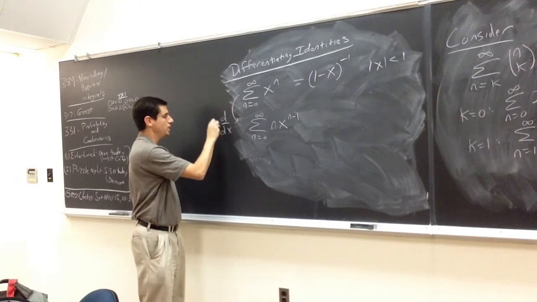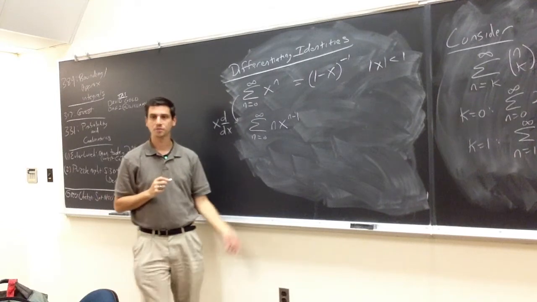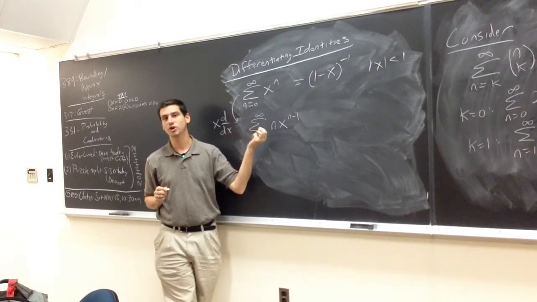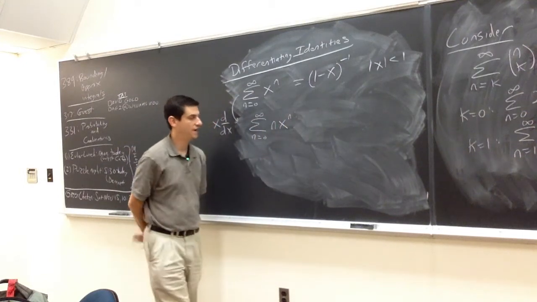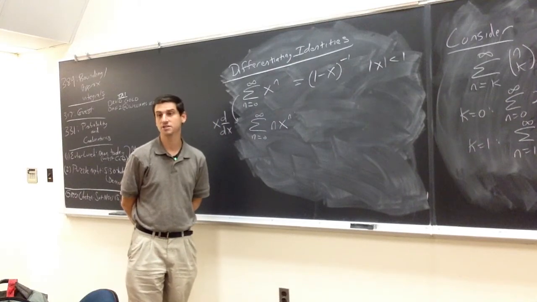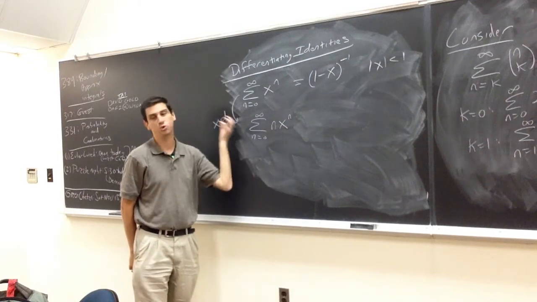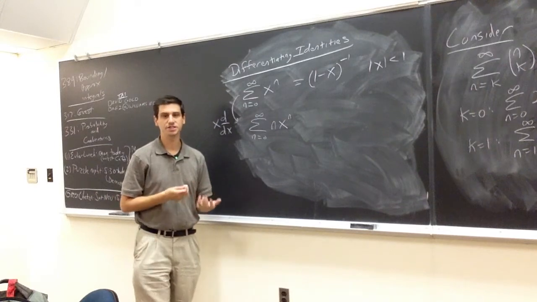Multiply by x. So take the operator x d by dx. When you're doing problems like this, it's sometimes not clear, do you want to do d by dx or do you want to do x d by dx? If I do this, I now have n x to the n. If I do it the other way, I just pull out an x. It's a question of which is easier.